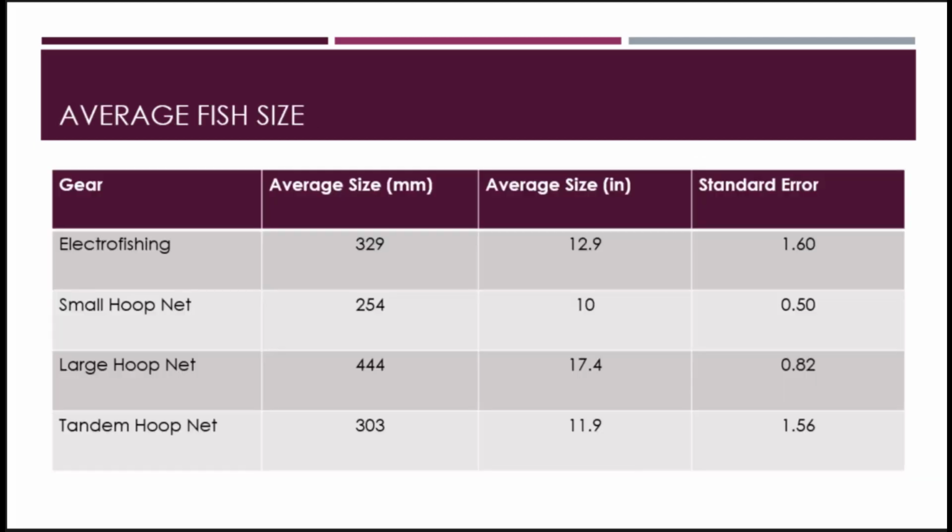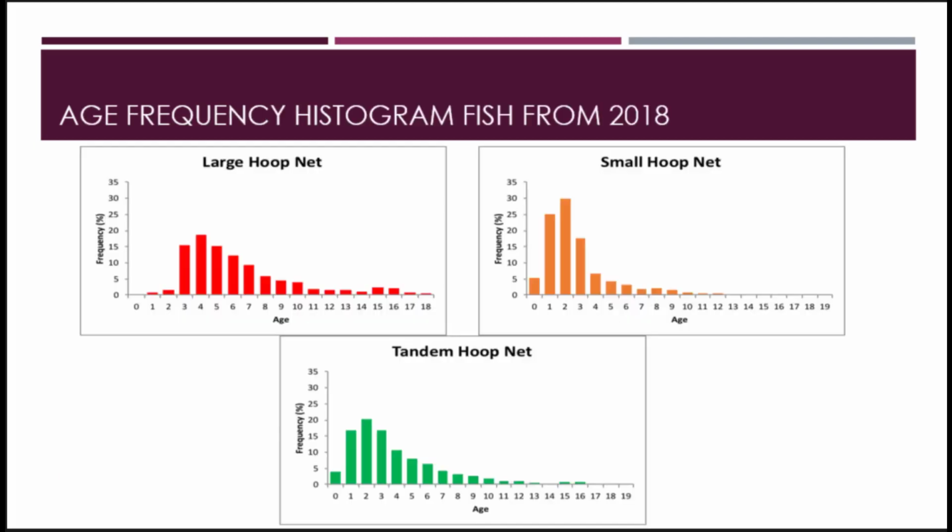distributions earlier. Here, you're looking at average size of fish collected per gear. We see that the small hoop nets were 254 average, and then the large was 444, so it's larger. And then somewhere in that happy medium is the tandem hoop net with the average size there.